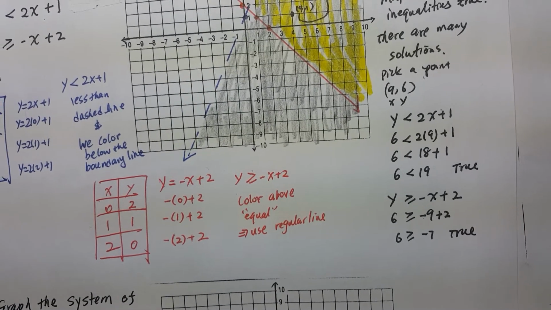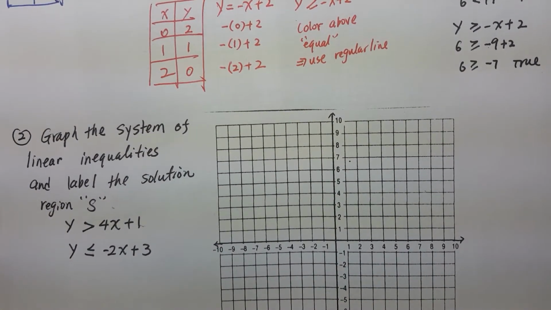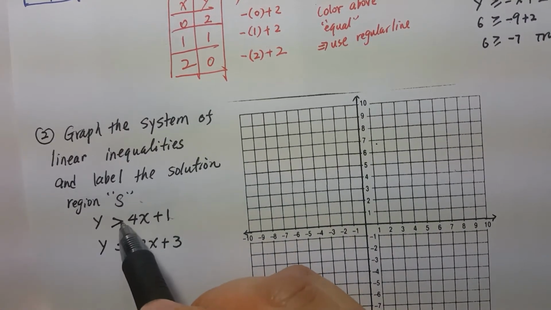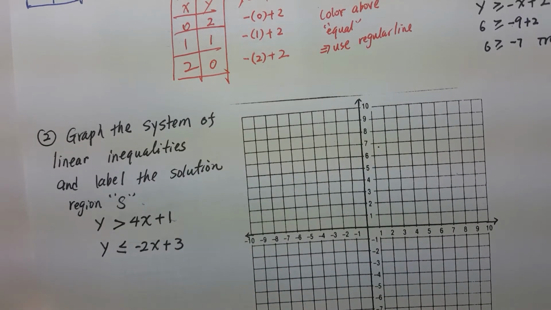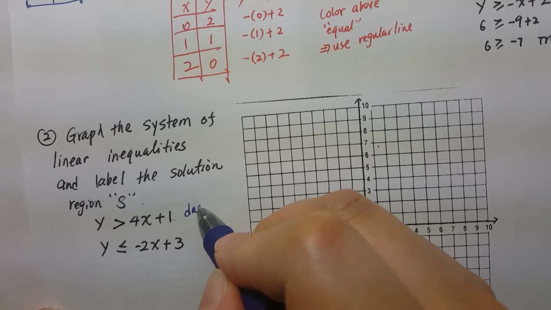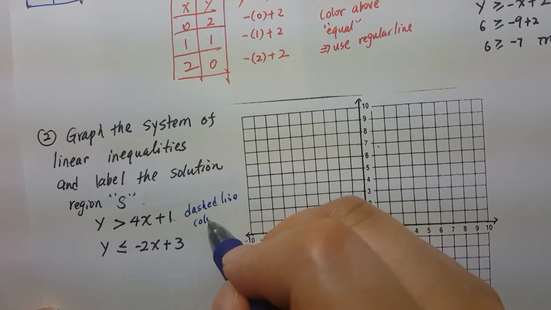Now, let's take a look at question number 2. Graph the system of linear inequalities and label the solution region. So we have 2 of them over here. Y is greater than 4x plus 1. This one has a greater than, so we're going to use a dashed line. Greater than, so we color above.